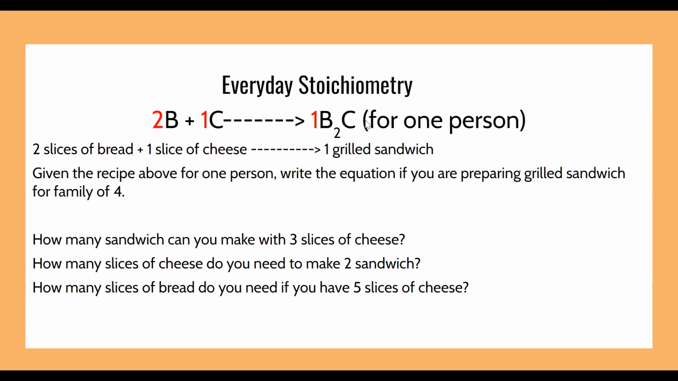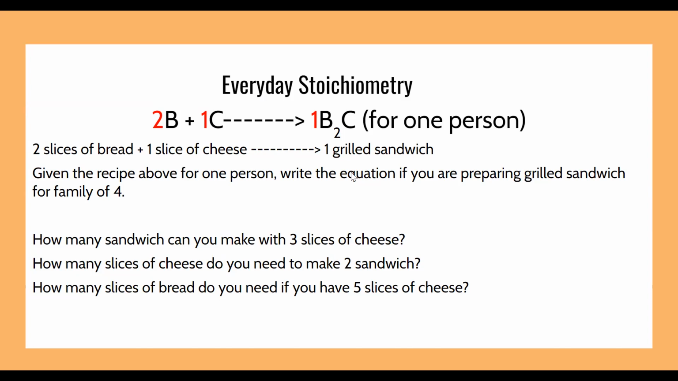So let's look at this is the question. Because for you to do stoichiometry, you have to have a balanced equation. And in everyday stoichiometry, we prepare sandwich every day. Look at this. We have 2 slices of bread plus 1 slice of cheese. We end up with 1 sandwich. Okay? So this is grilled sandwich.